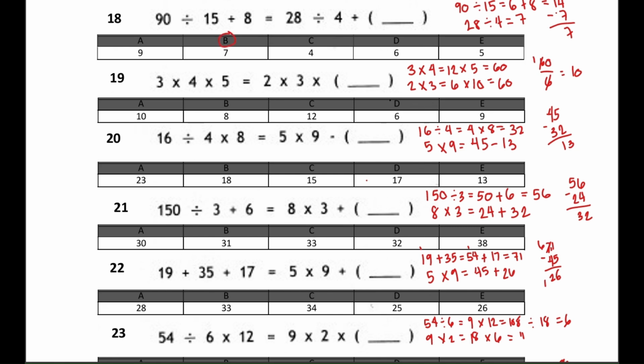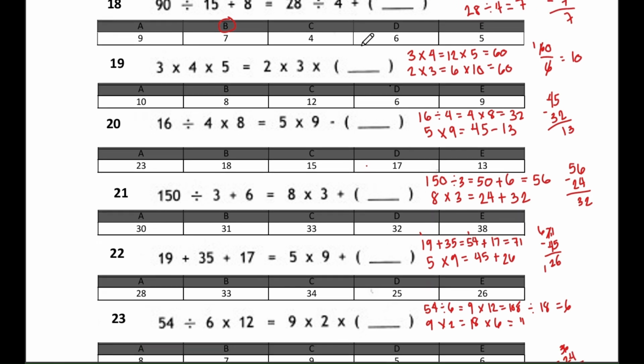Let's solve this one as well. First, we divide 90 by 15, which equals 6. Then, we add 8 to 6, which gives us 14. On the other side of the equal sign, we divide 28 by 4, which equals 7. To balance both sides, we need to add 7 to 7 to reach 14, so the missing number is 7.